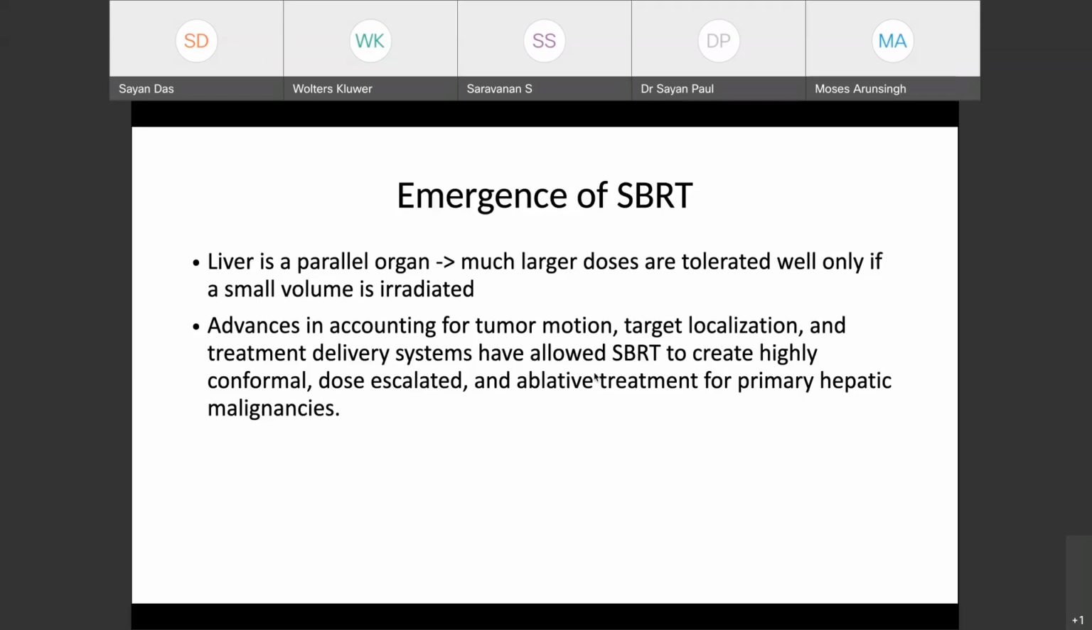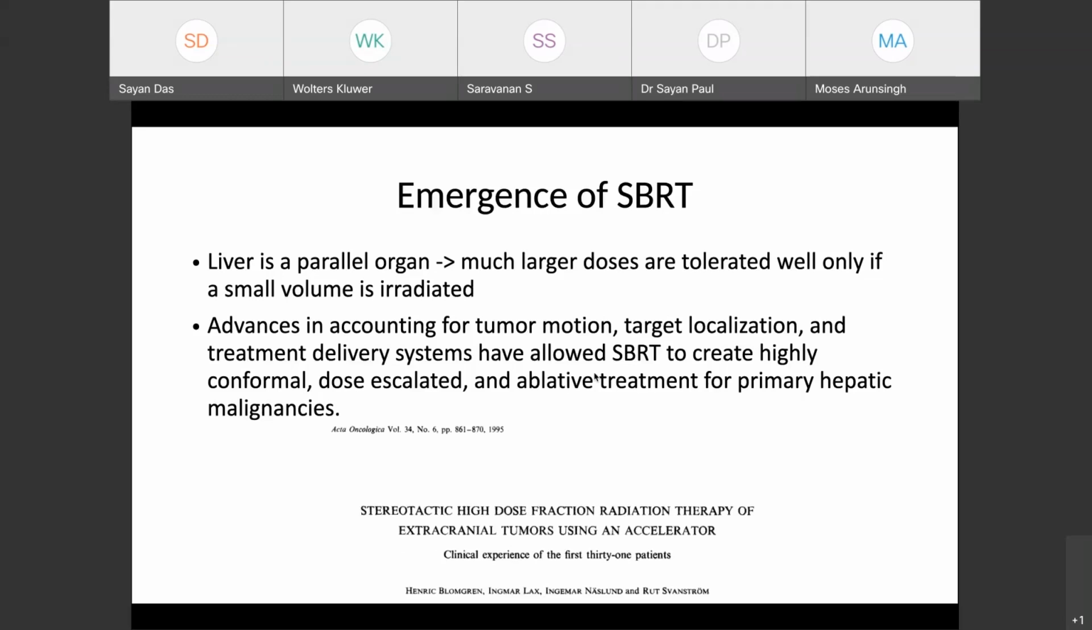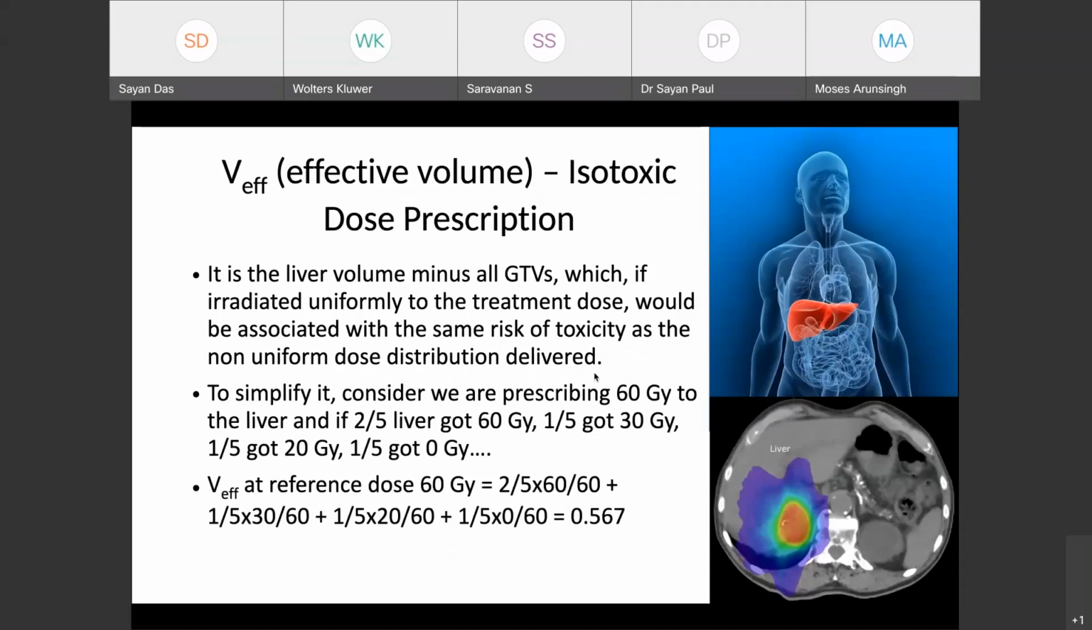As I said, the recent advances, which account for tumor motion, target localization and treatment delivery systems, have allowed giving highly precise, high dose per fraction radiotherapy with an ablative intent for hepatic malignancies. These things originated around the mid-1990s. One of the pioneering institutes was the Karolinska Institute. At the same time, similar reports were coming from the University of Michigan as well as from Japan.